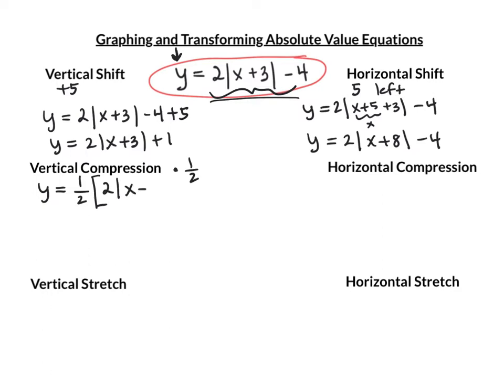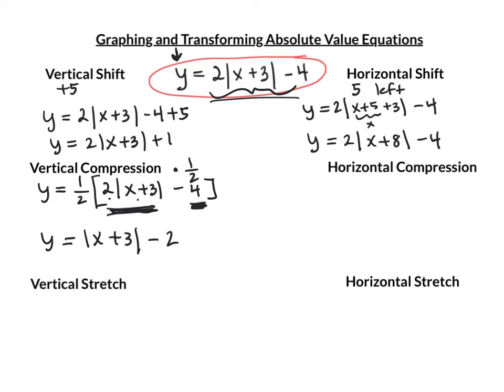2 times the absolute value of x plus 3 minus 4. Keep in mind, this is one term, as is the other term. I do not take the 1/2 to both the 2 and the x plus 3. First of all, you will never distribute inside an absolute value. That's just a bad practice. Don't do it. What I'm going to do is take 1/2 times this whole first term. 1/2 times 2 is 1, so it just becomes the absolute value of x plus 3. But I'll also take 1/2 times the second term, that's the -4, and 1/2 times -4 becomes -2.